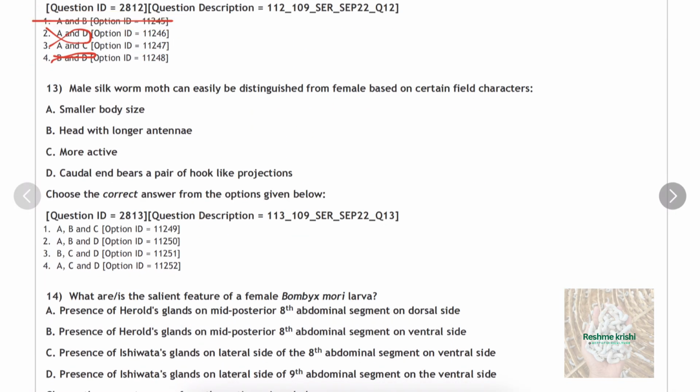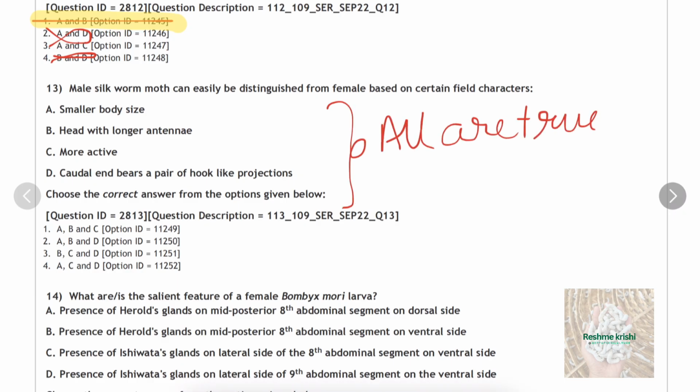Male silkworm moth can be easily distinguished from female. See, if you remember, the mentioned points are all true. But the word easily changes everything. Smaller body size, we can easily tell. Head with longer antenna, it is male, we know. More active, this one we also know. There is a hook-like projection. Yes, the hook is present, but even so, we can't easily identify it. So since we can't easily identify, the answer is ABC.